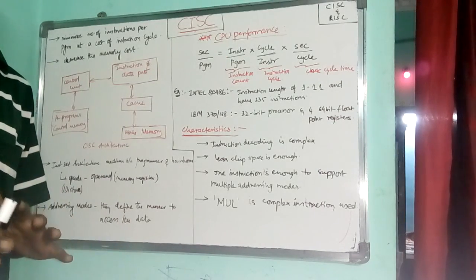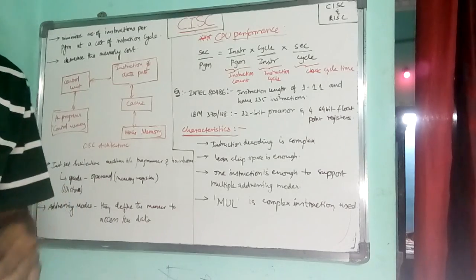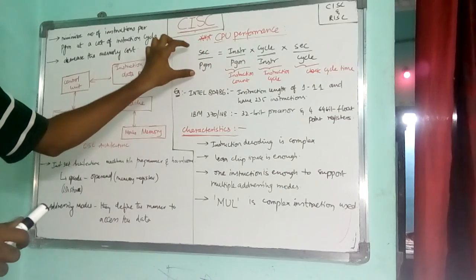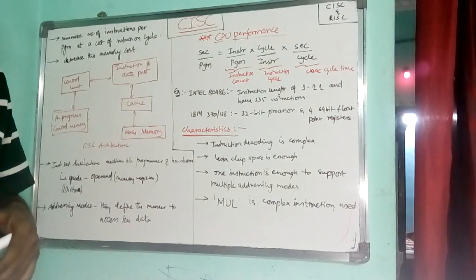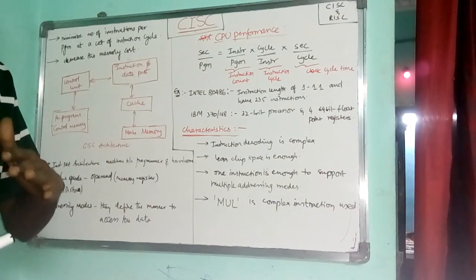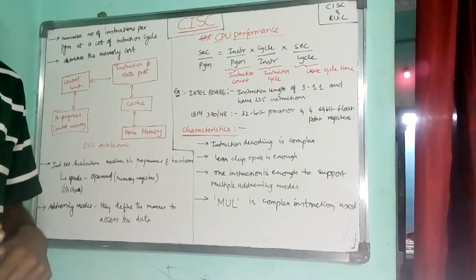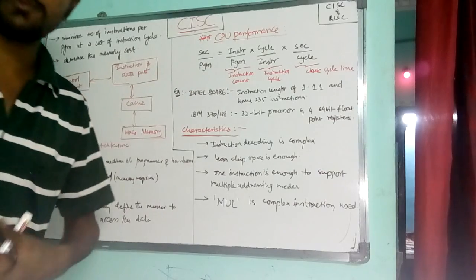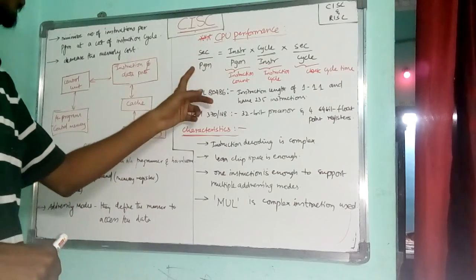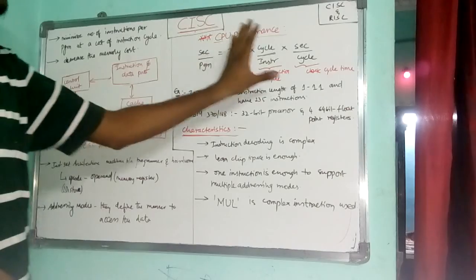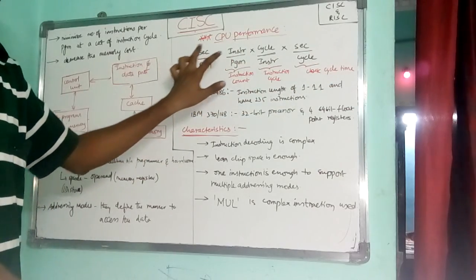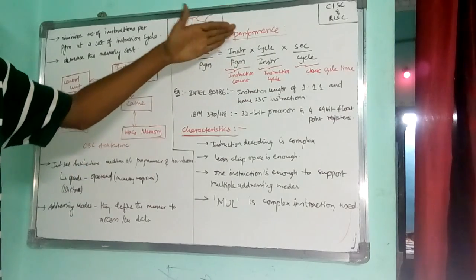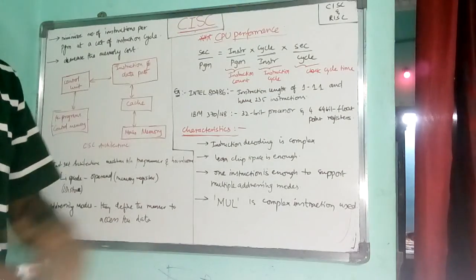Now the main important part is CPU performance. When we compare CISC and RISC, the important factor that plays a major role is CPU performance. CPU performance is given by seconds per program. That means in how many seconds my program is executed. I can divide it into three parts by multiplying and dividing by instructions and by cycles. So I get instructions per program, cycles per instruction, and seconds per cycle.